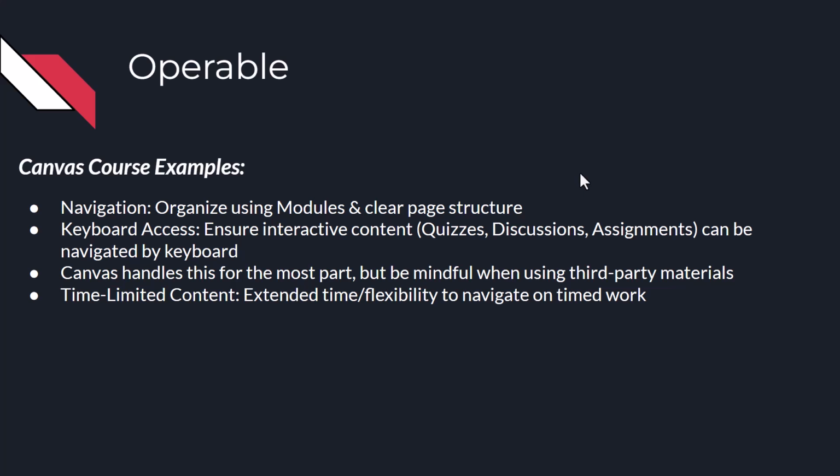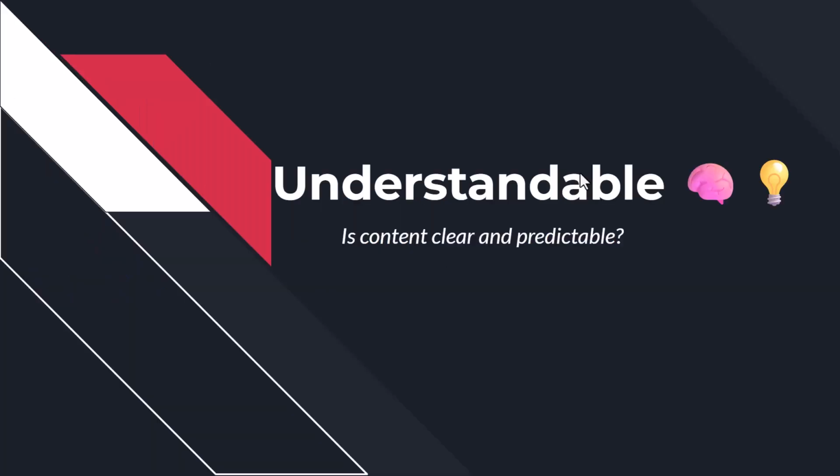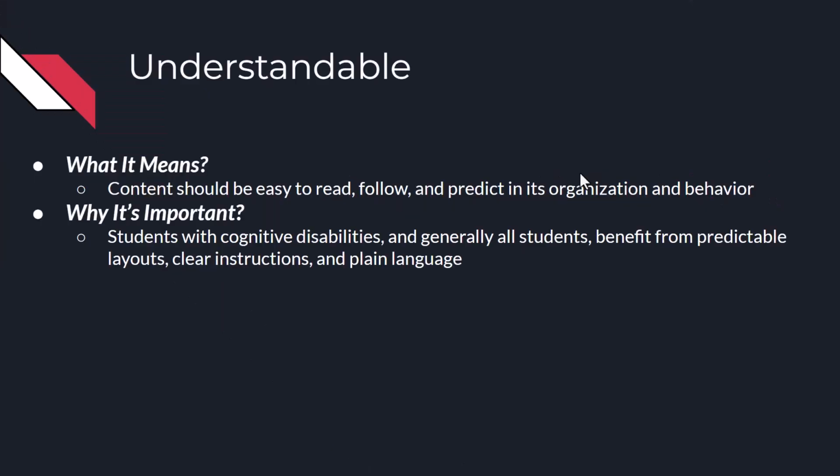Next portion is understandable. Is the content clear and predictable? So we just want to make sure that things are easy to read, easy to follow, and are predictable in how things are organized and their behavior. This a lot of times gets into more of those students with cognitive disabilities. Not to say that it couldn't affect any student, though. When things have consistent and predictable layouts, when the instructions are clear and things are in very plain language, it just makes the course easier for students to use.